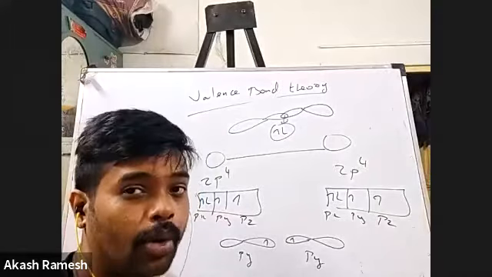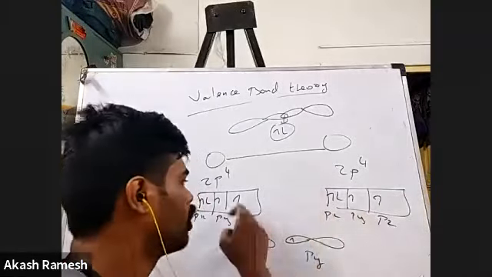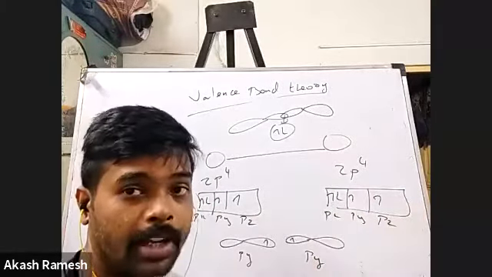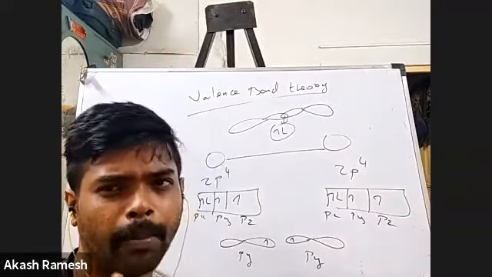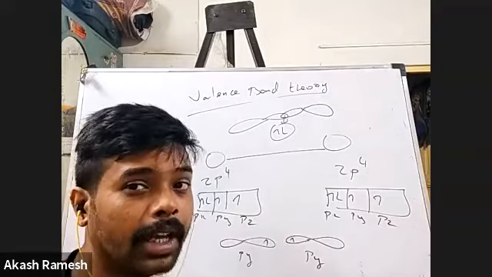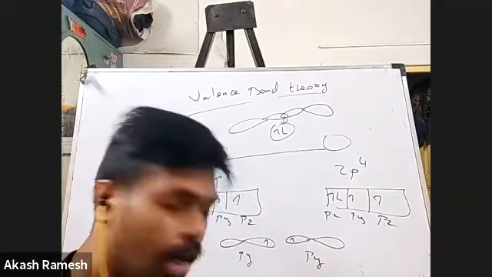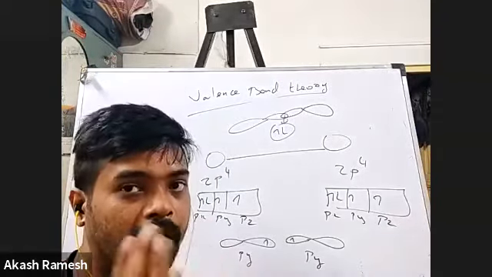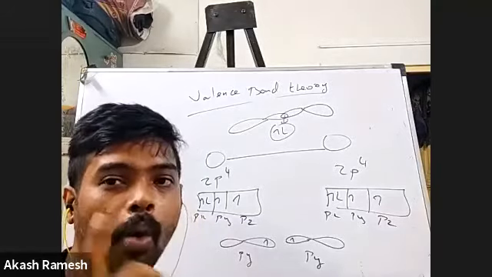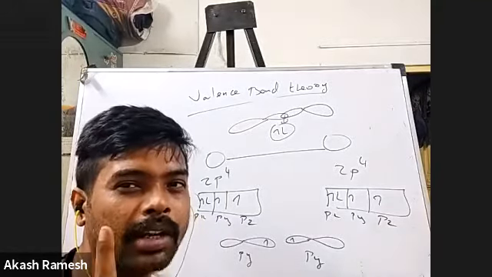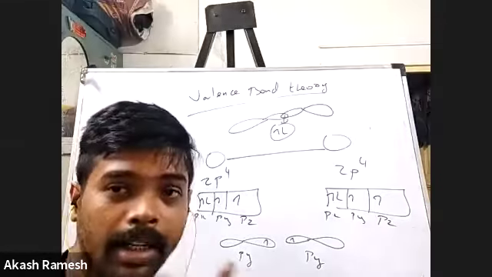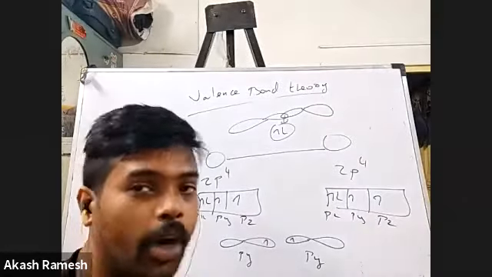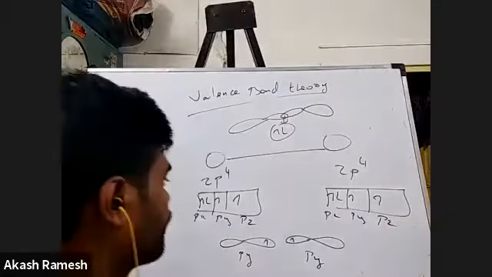Now what if the other orbital also comes into the picture? Now that is going to be a little complicated, right? First, what you have to understand is what the internuclear axis is. You have to understand this term. What do you mean by internuclear axis? I'll tell you that.